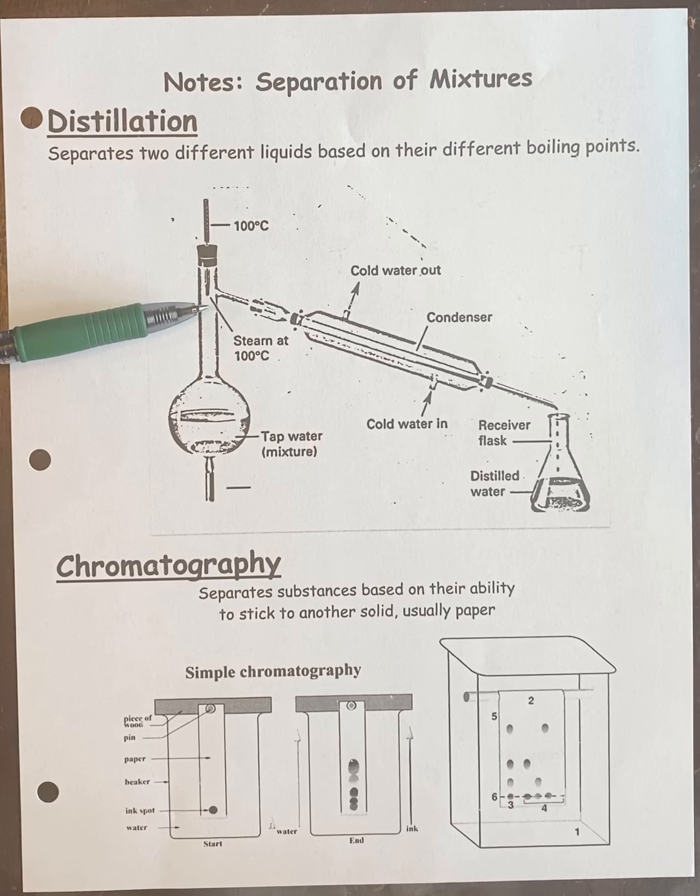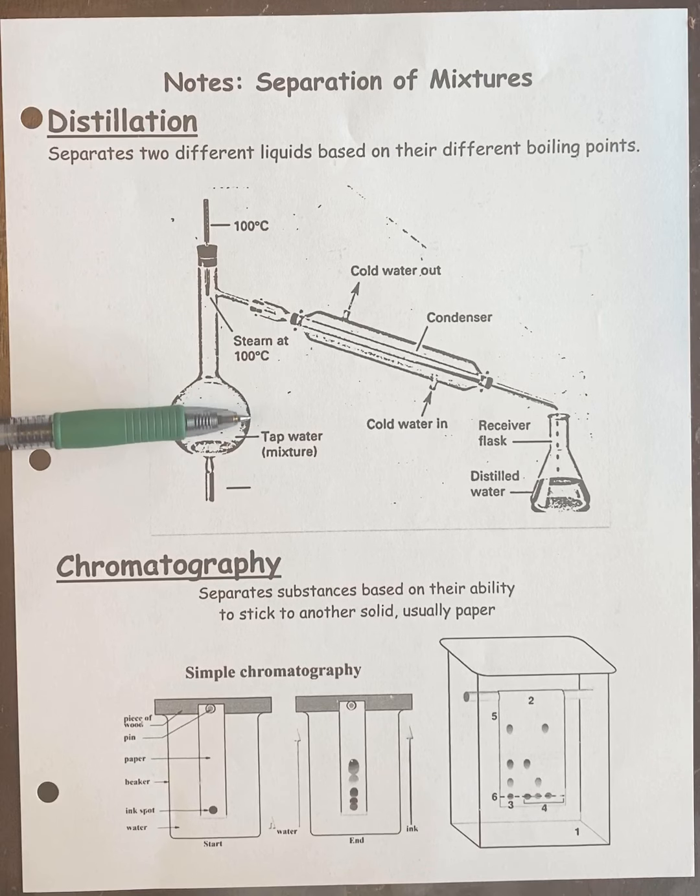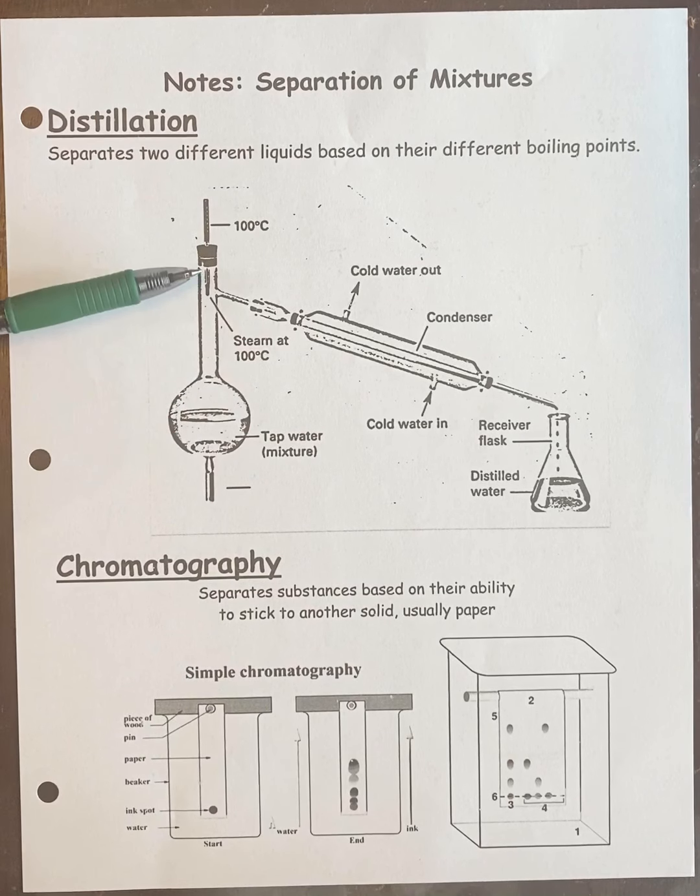The thermometer is really there so that if you know the temperature of the things that are boiling, then you can figure out which ones are coming off based off their boiling temperature. So for example, if this thing read 100, then I'd know I'm boiling water off. But if this read 77 and I know that alcohol boils at 77, then I know I'm boiling the alcohol and that the water is staying behind.